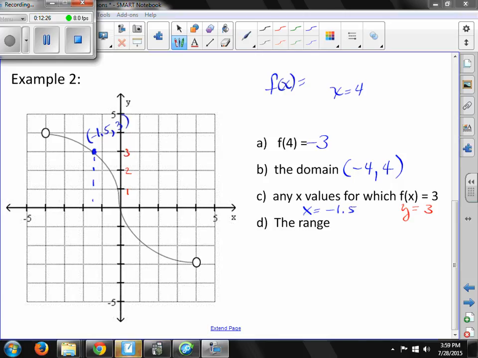The range is how low and how high. How low does this thing go? Let's see, it goes down to here. How high does it go? It goes to here. How low does it start? That's -1, -2, -3. How high does it go? 1, 2, 3, 4. So the range, how low does it go? -3. How high does it go? 4. Both of them have open circles, so we want to have parentheses around both of them.